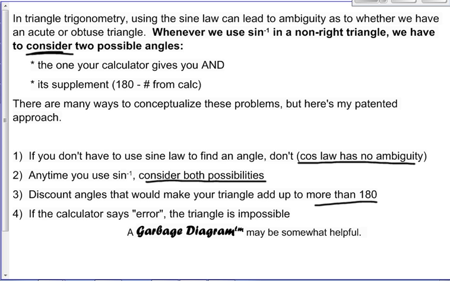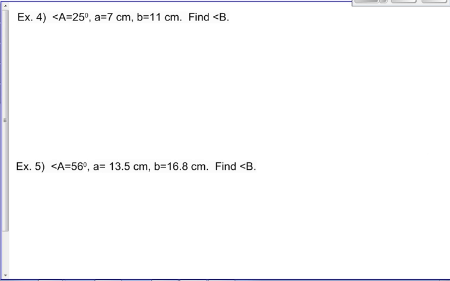It's a good practice, but you have to make a really good one to be able to say something definitive about the triangle. Let's try this technique. So if I've got angle A is 25 degrees, side a equals 7 centimeters, side b equals 11, find angle B. Okay, so I'm just going to make a garbage diagram. 25 degrees, I don't know, somewhere over here. There's a, that's 7. b is 11. What's angle B? Want to figure this out.